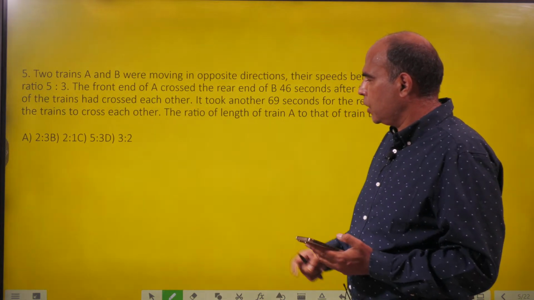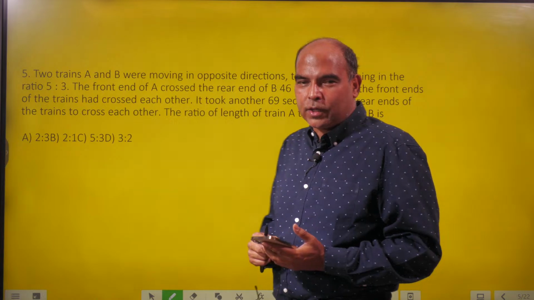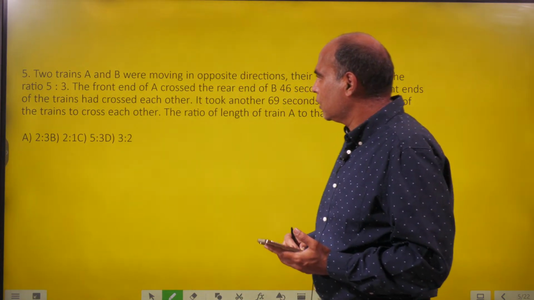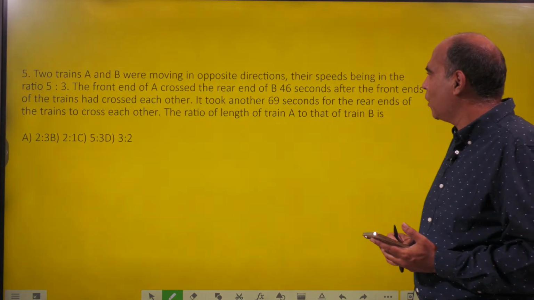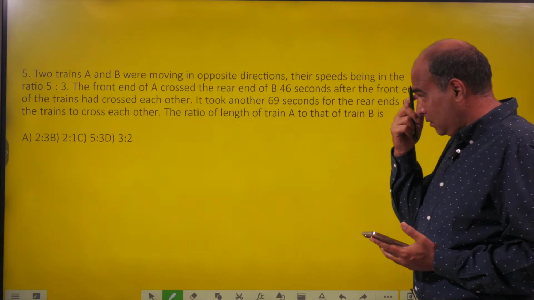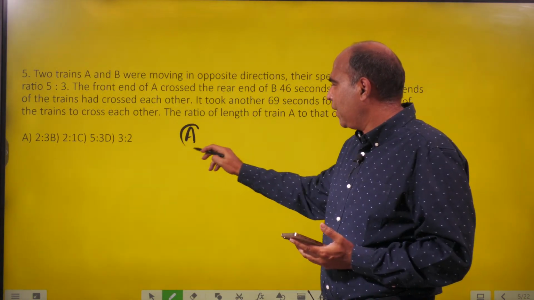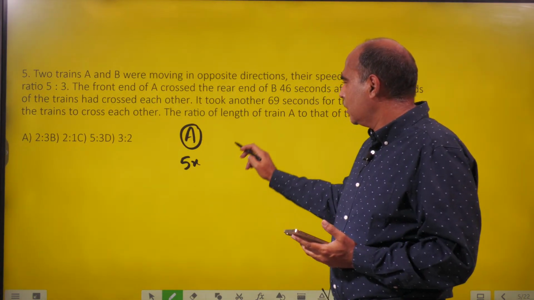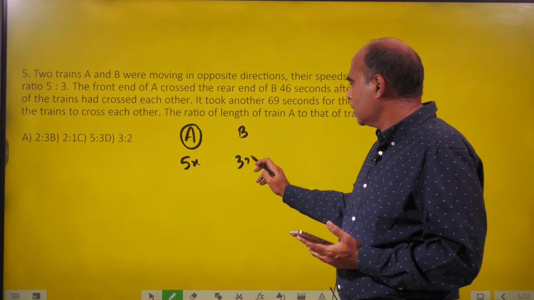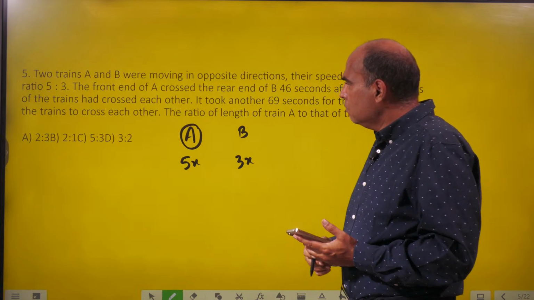Let's have a look at this question. Again, a very, very intelligent question and a very intelligent solution to this question. The question says 2 trains A and B were moving in opposite directions, their speeds being in the ratio of 5:3. So you assume the speed of A to be 5x and the speed of B to be 3x. That's the starting point that most people will do in this question.